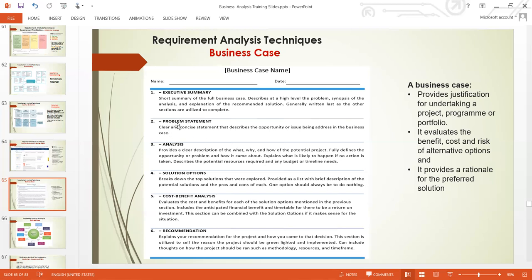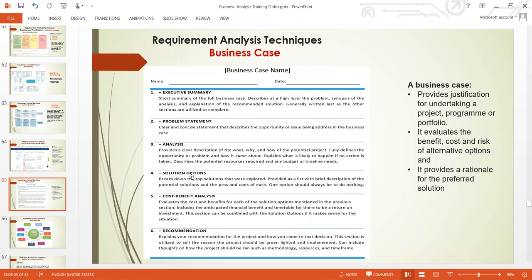Then the next is the problem statement. Here you clearly and concisely describe the problem and the opportunities. Then you do the analysis. During the analysis, you analyze the current state. This is where you are going to put all the documentation you have been doing: requirements, the current process, the gap analysis, and the future process. You capture all of them within this analysis stage. All the process mapping, you need to bring them here. All the diagrams must come here under the analysis.